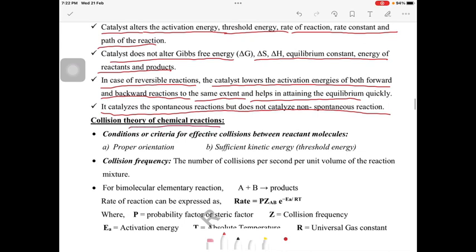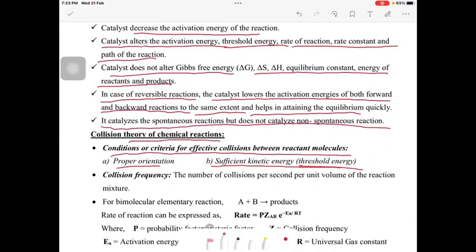Collision theory of chemical reaction. Next point: conditions or criteria for effective collisions between the reactant molecules. Proper orientation and sufficient kinetic energy, that is, threshold energy. Collision frequency: the number of collisions per second per unit volume of the reaction mixture.